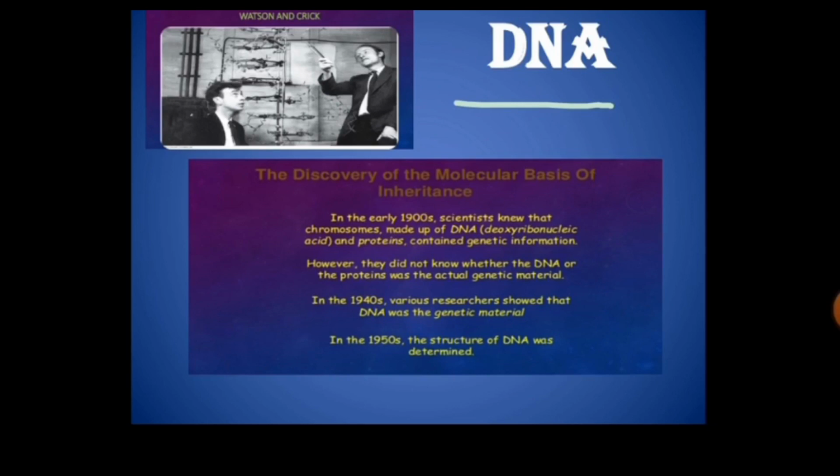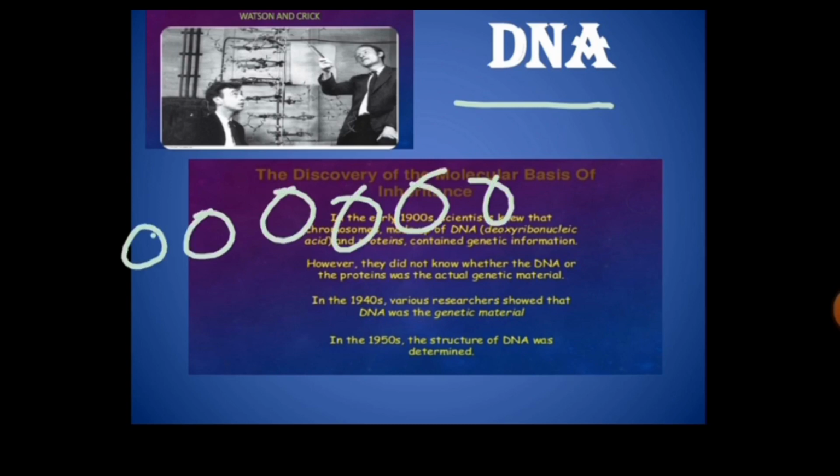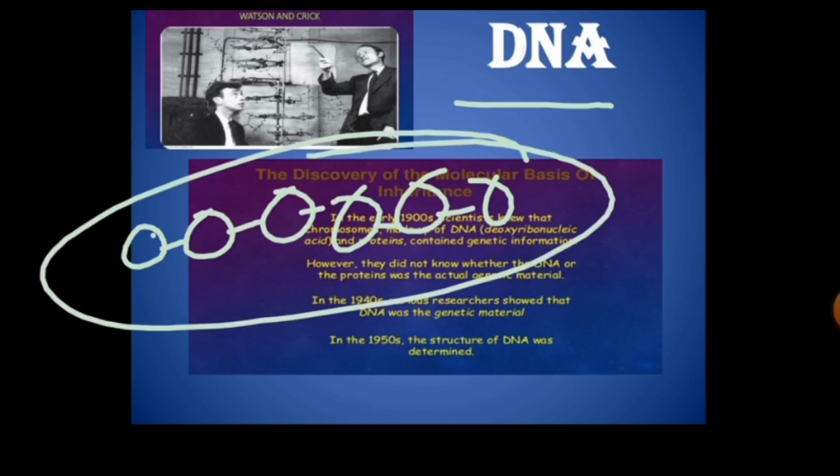So children, the length of DNA is determined by the number of nucleotides present in it. It is something like this. Let us suppose these circles are the nucleotides. Now when these monomeric units join together, what do you get? You get a polymer. The more the number of monomers, the length of the polymer keeps on increasing.